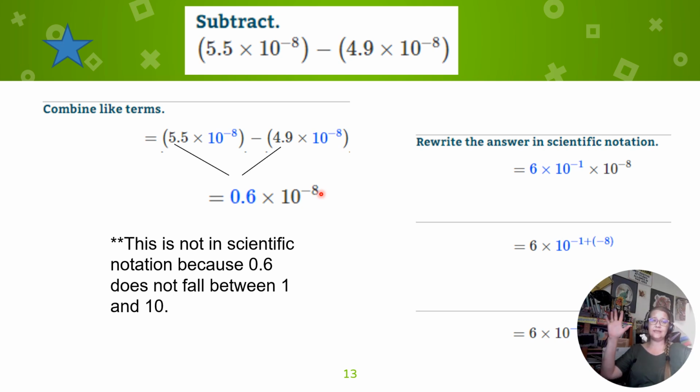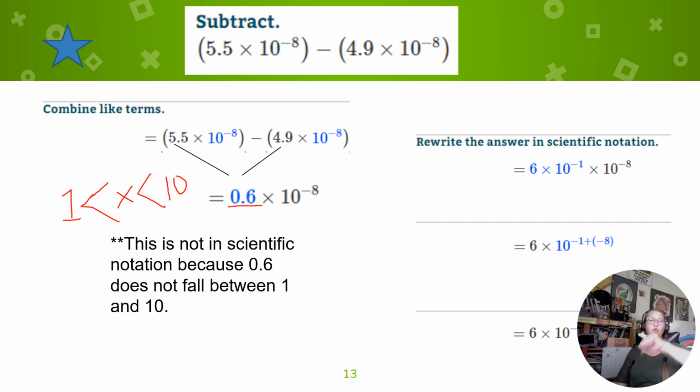But your warning signs should be going up right now, because this is not scientific notation. But why? Because we all know by now that to be scientific notation, our number must be greater than 1 but less than 10, and this is less than 1.